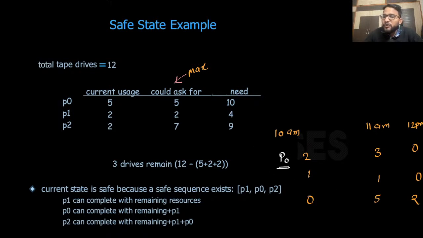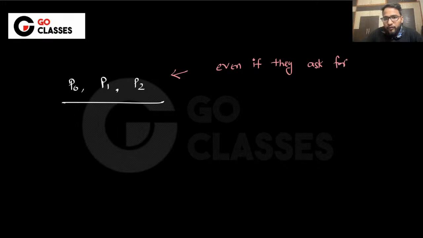See, the safe sequence is P1, P0 and P2. And what does the safe sequence mean? Even if they ask the maximum at the same time, I can satisfy all of the requests in this order. That's what it means, right? So that's the point here: even if they ask for the maximum at the same time, then also we can satisfy the request.